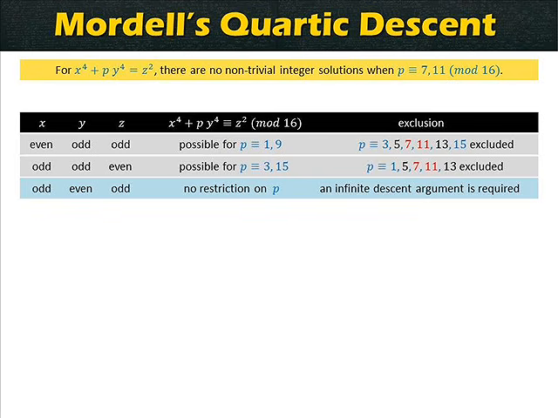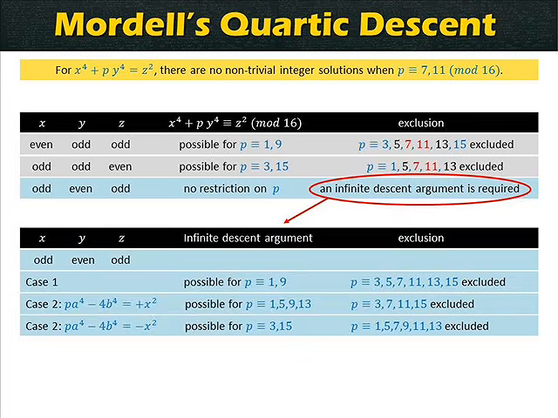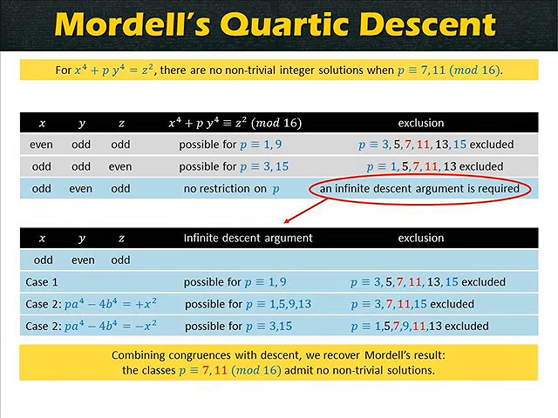However, those arguments also leave the classes 5 and 13 still possible. So the descent argument must preserve these two classes if we want to recover Mordell's final results correctly. This is why the second table focuses entirely on the third parity structure. There, among all the branches, the crucial one is case 2 subcase 1, with a positive sign, because it is the only branch compatible with the classes 5 and 13. Combining the congruence analysis with the descent argument, we finally recover Mordell's result. The equation admits no non-trivial integer solutions when P is congruent to 7 or 11 modulo 16.